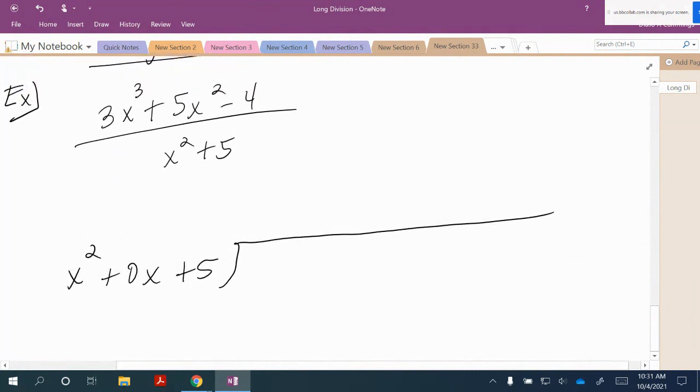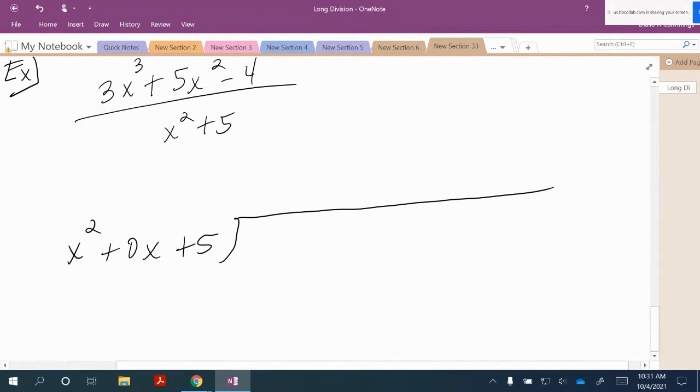Notice I had to put in a filler 0x term. For the dividend, we have 3x cubed plus 5x squared minus 4. So notice we're missing the first degree term, right? So I'm going to put in 3x cubed plus 5x squared plus 0x, because that's the term we're missing. We're putting in a filler 0, minus 4.